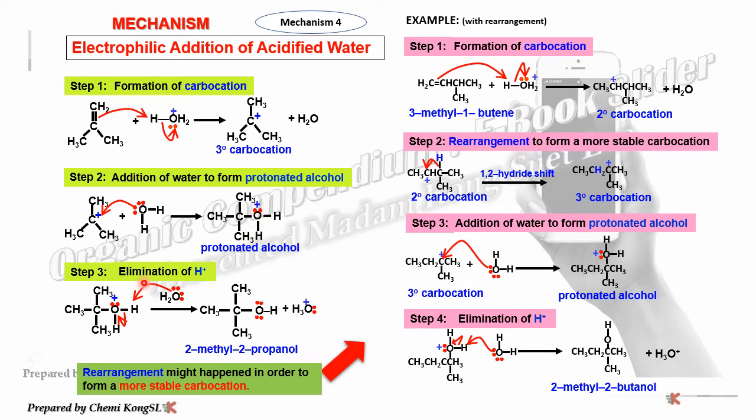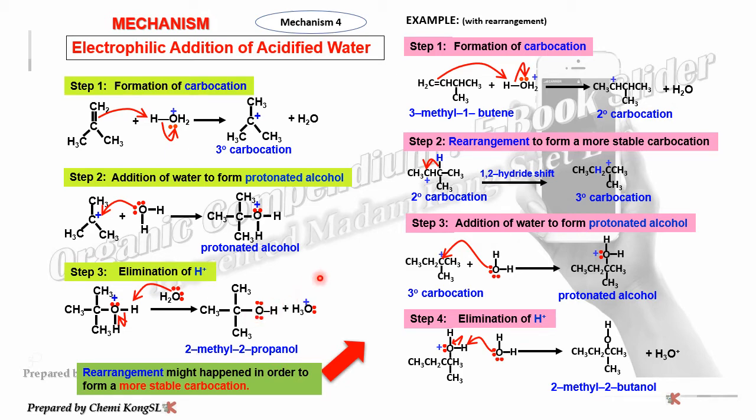Now we move to step 3, elimination of H+. So in this case, deprotonation occurs to remove the hydrogen to form the alcohol. So the H2O from step 1 continues, and its function is to attract the hydrogen to form back the H3O+. Okay, now 2-methyl-2-propanol is formed.